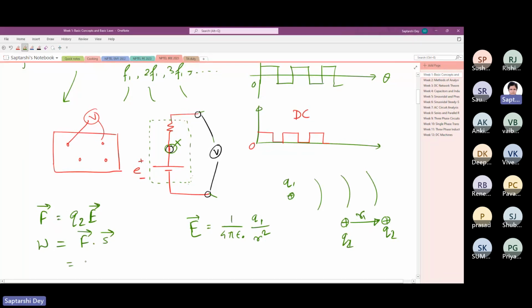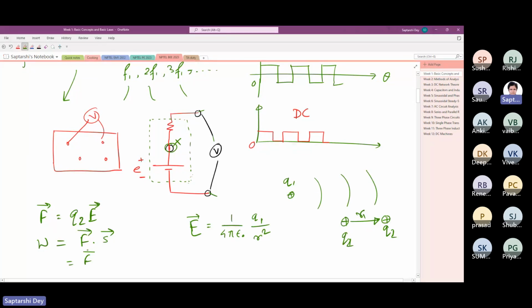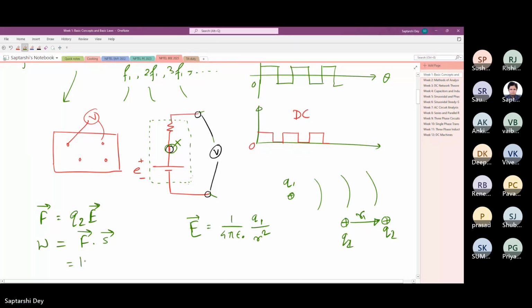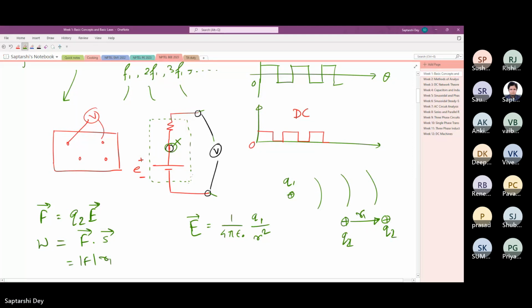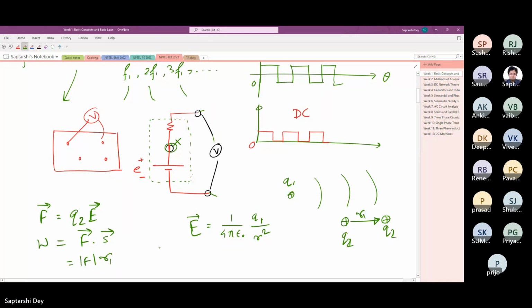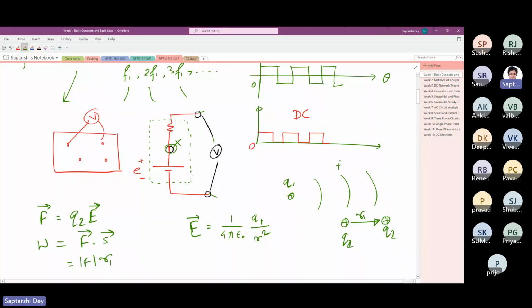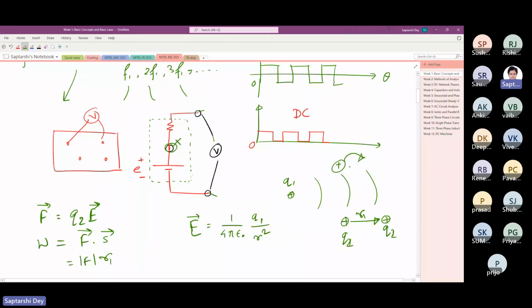So in this case, if I write, say, mod F times R1. Now you said work done per unit charge, right? Yes, sir. So divided by the charge, you will get the voltage. Basically, it's the work done per unit charge to move a unit charge in the electric field. How much work you have to do if you have to move it against the field.